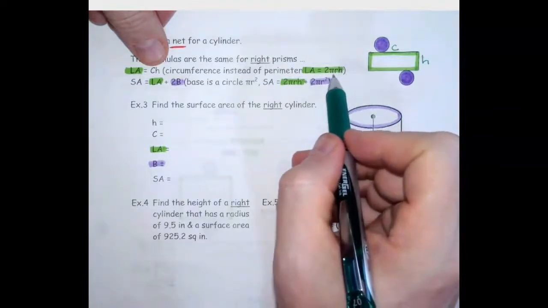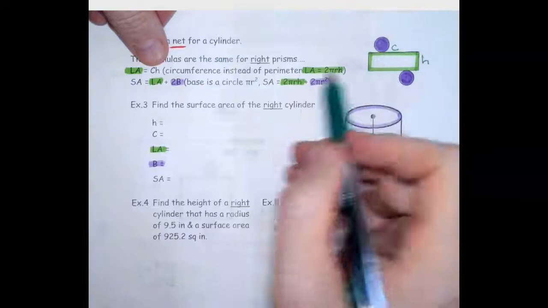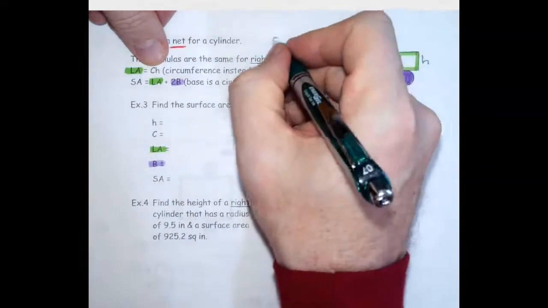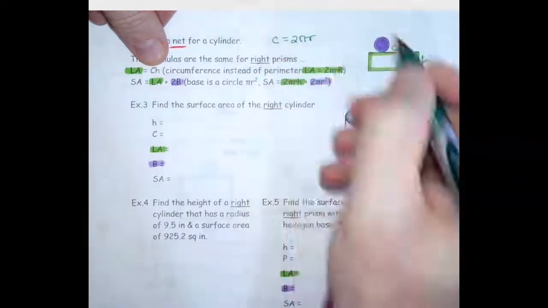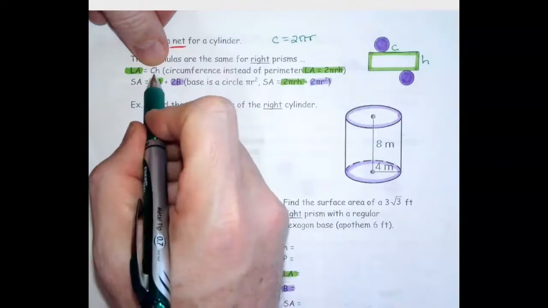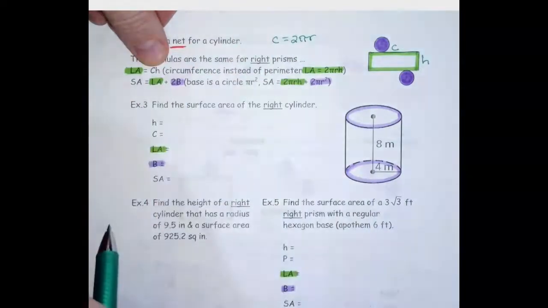It's not a different formula. It's just that the perimeter of a circle is called the circumference, and the formula for circumference is 2 pi r. Circumference is 2 pi r. So I don't like writing the formula like that. I just like writing it like this because then it's basically the same formula as prisms. So let's take a look and try it out.